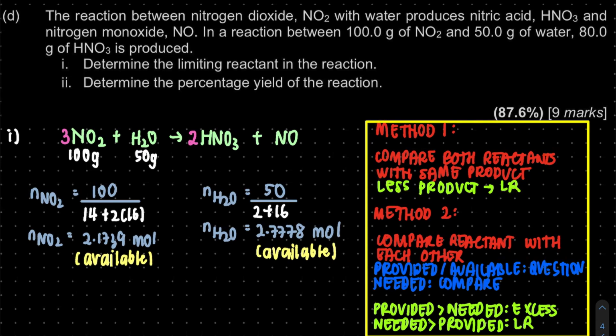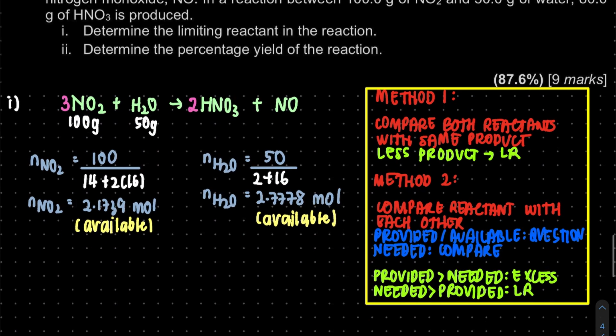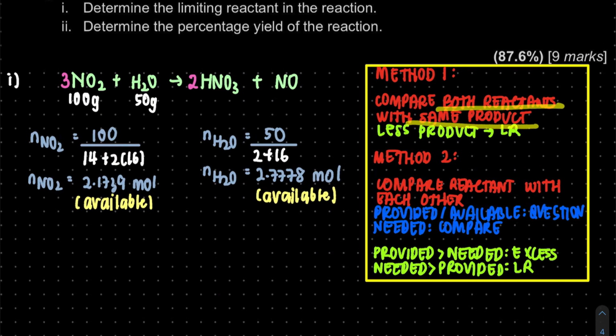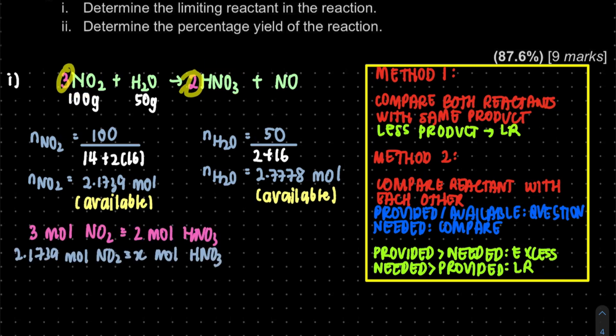I'm going to compare the NO2 and the H2O with my HNO3. Again, we're going to do it one by one. Remember, compare both reactants with the same product. 3NO2, I'm going to compare with HNO3. This is where the stoichiometry is very important. Again, the stoichiometry is not included in the molar mass, but it is used in the comparison. For this one, we're going to find out through cross multiplication. So we know that when we're using the mole of NO2, we're going to produce 1.4493 mole of HNO3. This is when we're using NO2 as our reactant.